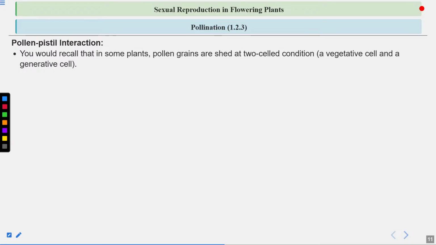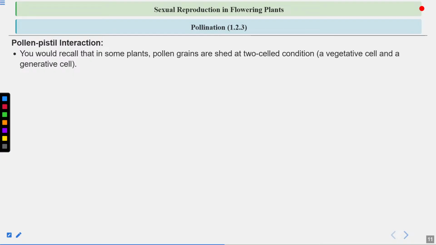So in the 40%, there is one generative cell and one vegetative cell, but this generative cell divides into two cells. Those are the male nuclei. They have more nucleus and very little cytoplasm, because you all know that the generative cell is small, spindle shaped and has very little cytoplasm, and when it divides, the cells again have very little cytoplasm.